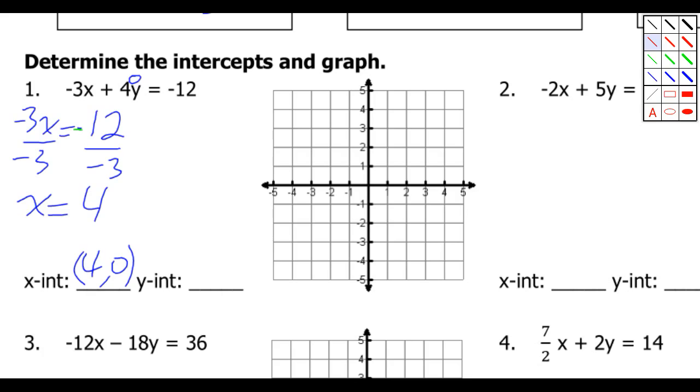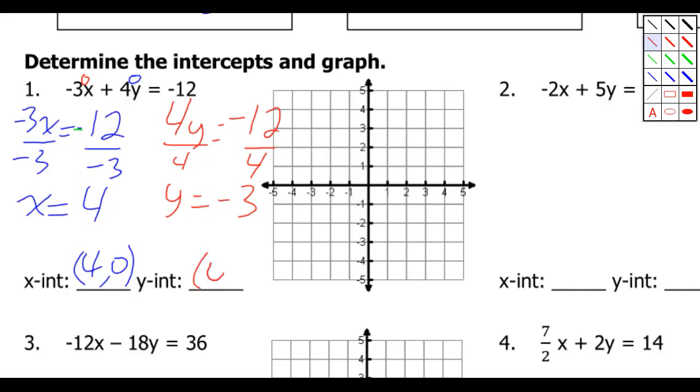Now I'm changing colors here so you can see what I'm doing. For the y-intercept, I want to plug in 0 for x, which is the direction we had. So if I plug in a 0 for x, negative 3 times 0 is 0. So I get the equation 4y equals negative 12. Divide by 4 on both sides to get y by itself, and I get y equals negative 3. So my y-intercept as a point is 0, comma, negative 3.